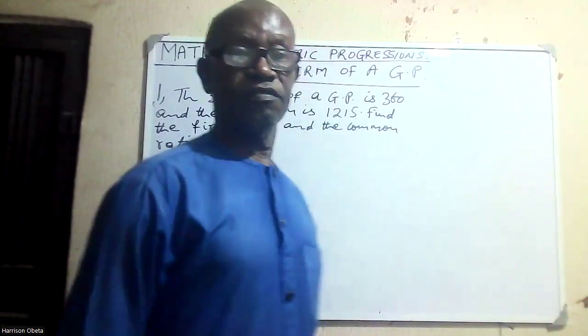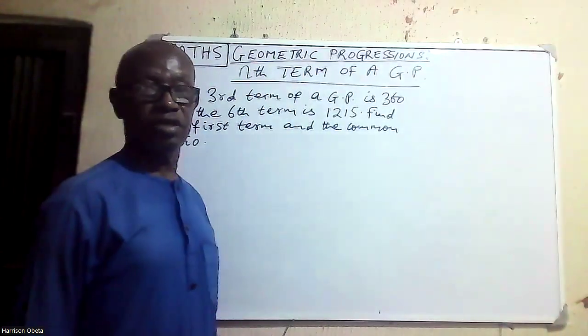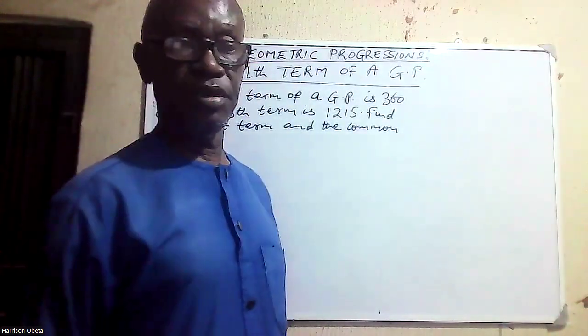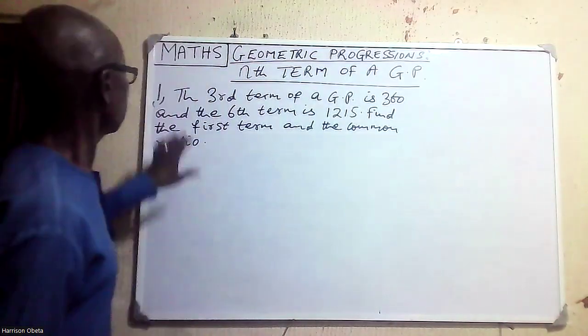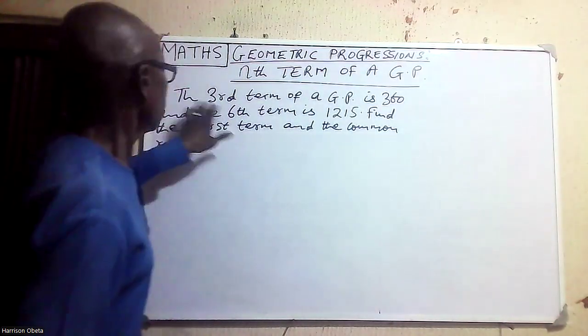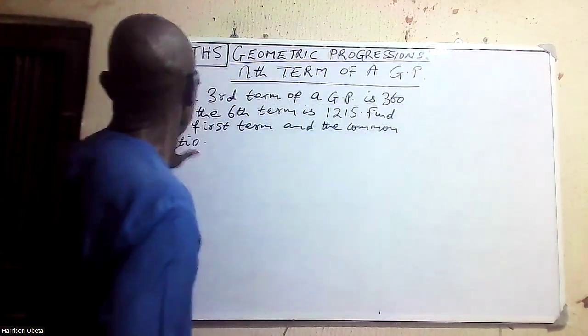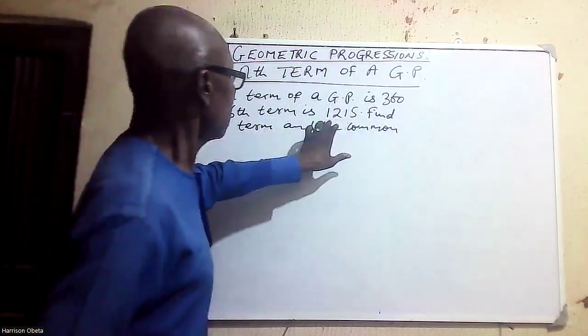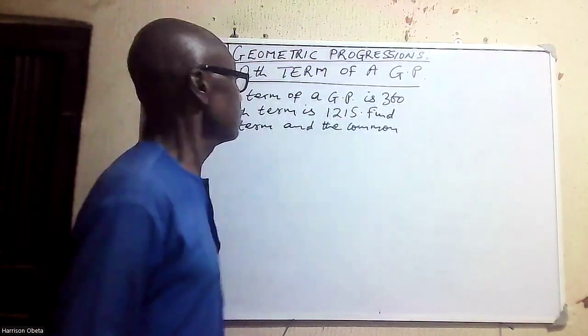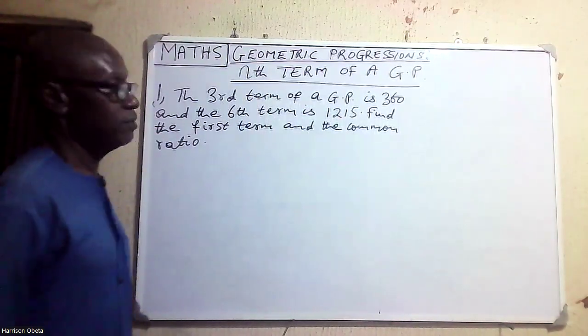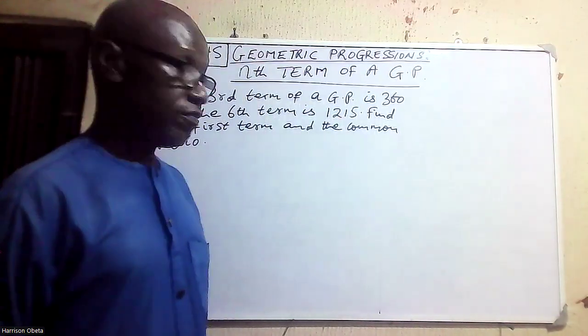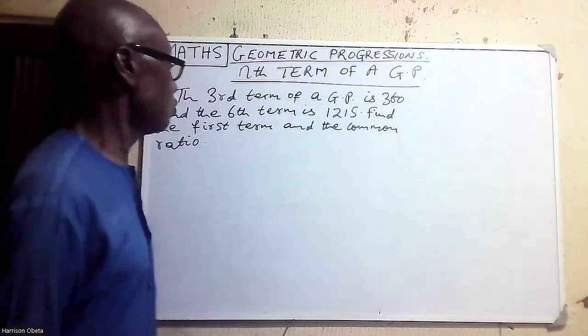Today we have geometric progression, the nth term of a GP. The first question is on the board: the third term of a GP is 360 and the sixth term is 1215. We have to find the first term and the common ratio. First of all, we have to start with the general formula.